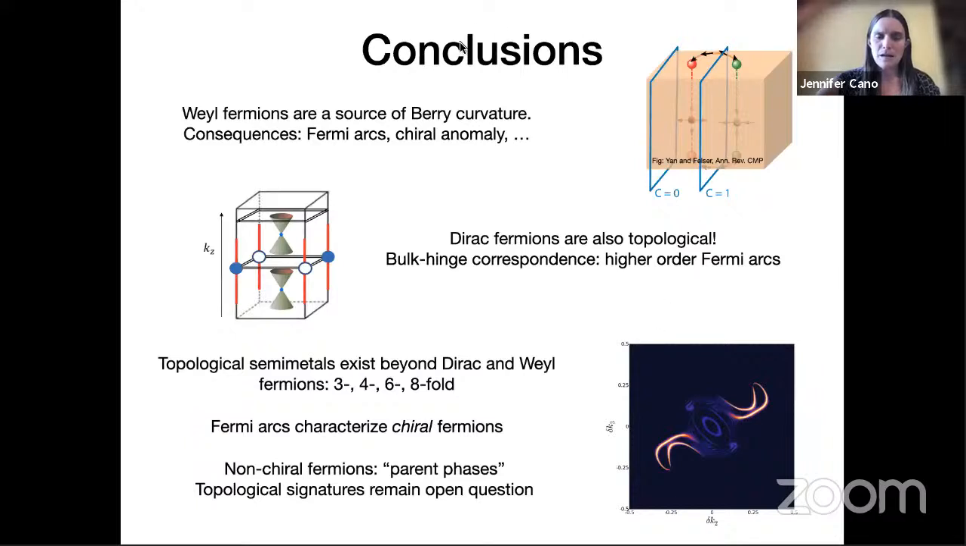And these are the main conclusions that I want to leave you with. So maybe just to summarize in one sentence, Weyl fermions are sources of Berry curvature. Therefore, they have this interesting bulk-edge correspondence and we consider them chiral. But some of the other types of multifold fermions and also Dirac fermions are not chiral. And so it remains in these cases to figure out what the topological signatures of these symmetry-protected fermions are. Okay, I will stop here and take a couple of minutes for any remaining questions.